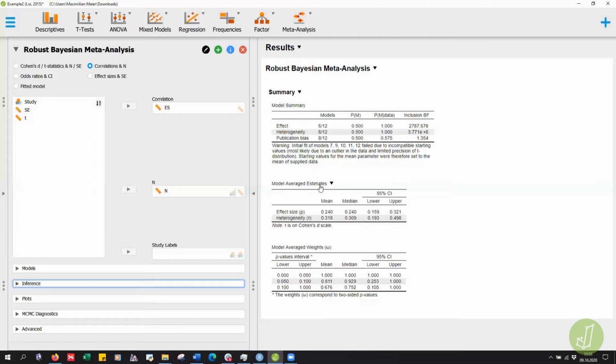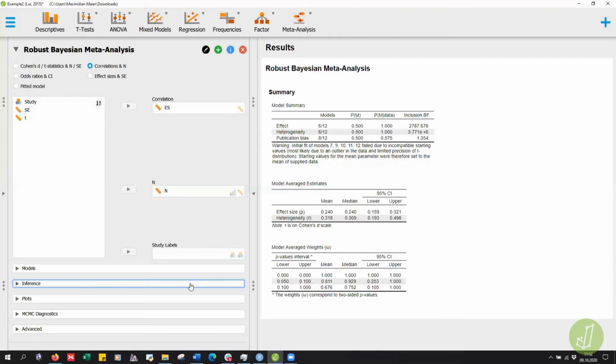These are the estimates taking all models into account, so also the models assuming no effect and no heterogeneity. And we can see the mean estimate for heterogeneity and the effect size, and also median estimates and confidence intervals. And the same for the model averaged weights. We can see the estimated publication probabilities in different intervals, the mean publication probabilities and the median publication probabilities, and we can also see confidence intervals here.